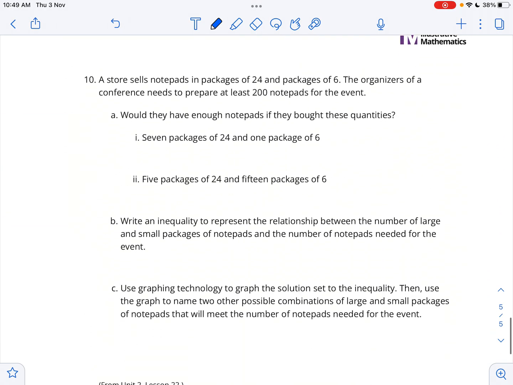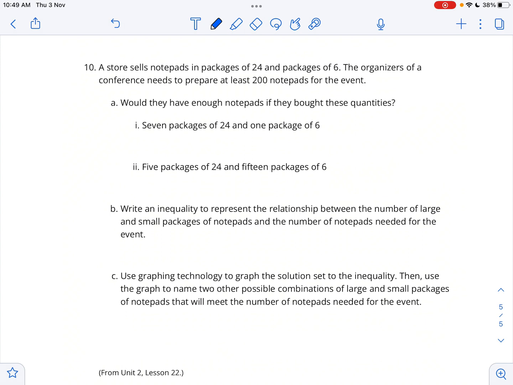Question 10, I think our last one. A store sells notepads in packages of 24 and packages of 6. The organizers of a conference need to prepare at least 200 notepads for the event. Would they have enough notepads if they brought these quantities? 7 packages of 24 and 1 package of 6.